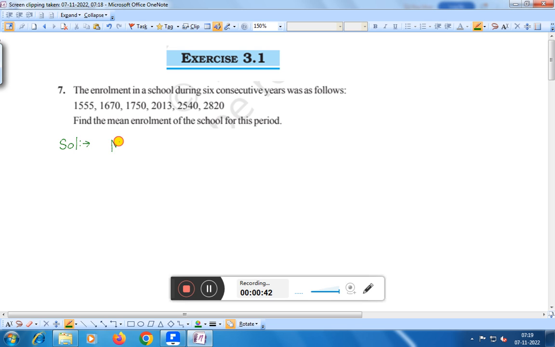Mean enrollment is equal to the sum of the numbers of enrollment divided by the total number of enrollment.